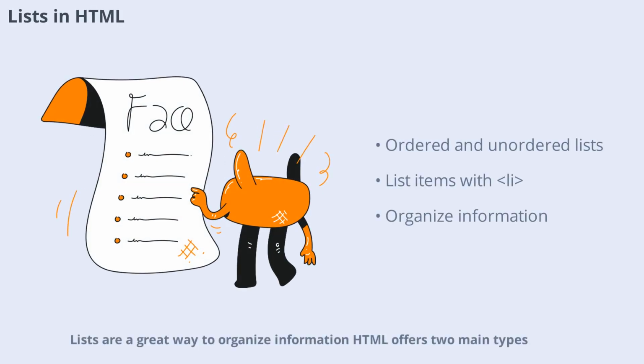Lists are a great way to organize information. HTML offers 2 main types: ordered lists, which are numbered, and unordered lists, which use bullet points. You can create lists using the ol and ul tags, with each item wrapped in a li tag. Lists make your content more digestible and visually appealing, especially when presenting steps or grouped information.